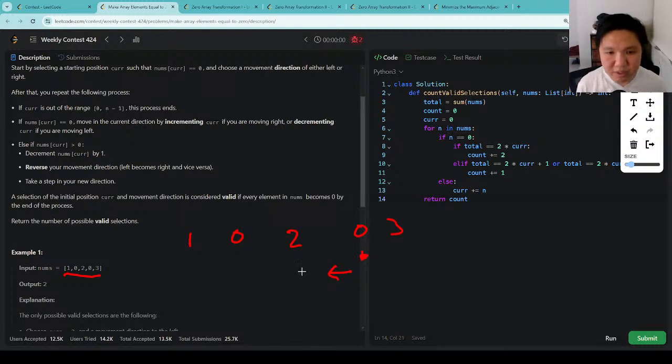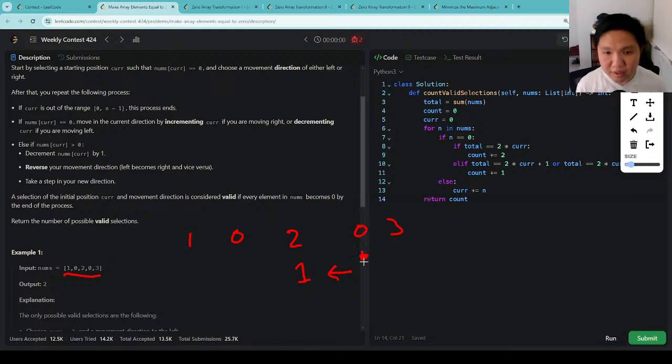So what I'll do is I'll come here, 2. I'm going to replace 2 with 1. And I'll come here, and it says here the rule is if it's 0, keep going. So this is 0, keep going. If it's not 0, then decrement by 1 and reverse direction. So it's like a ping pong.